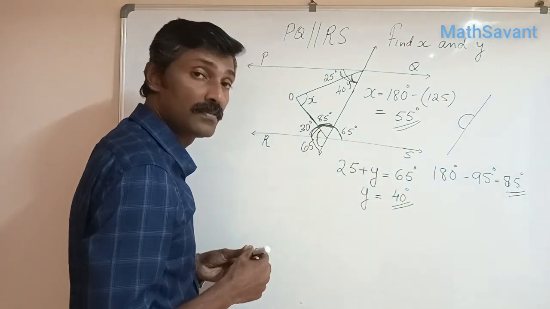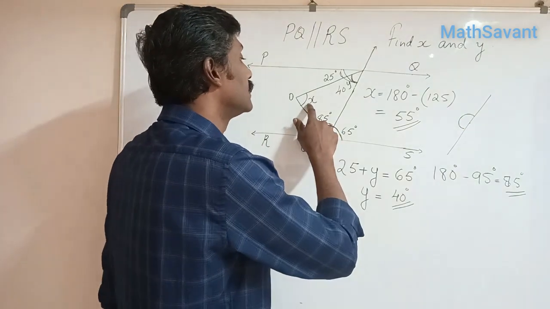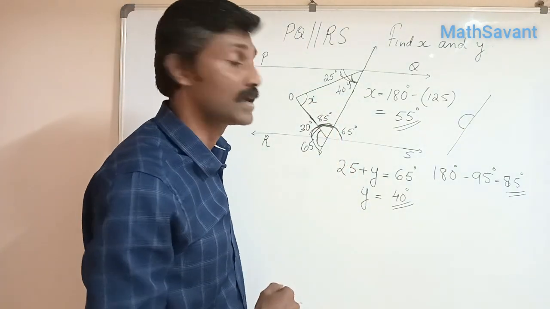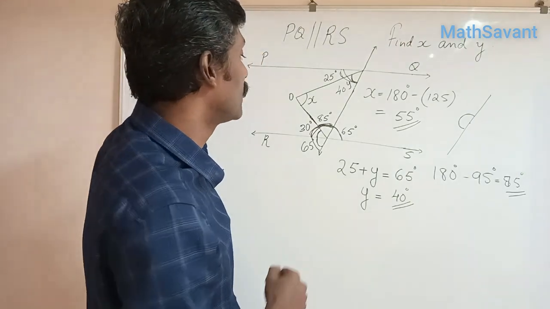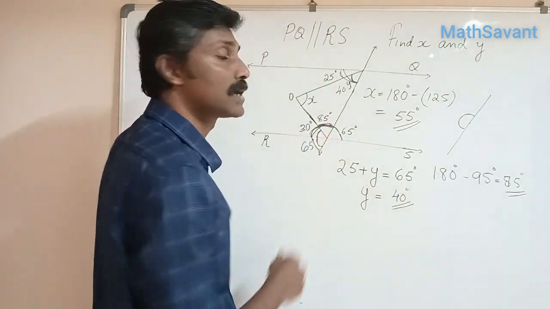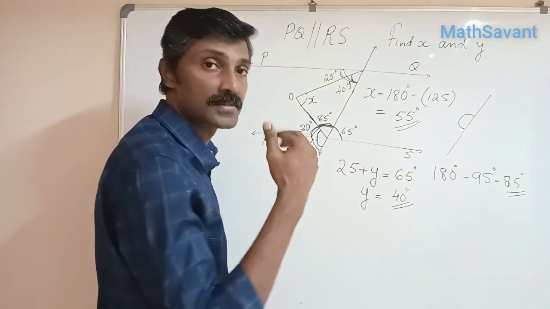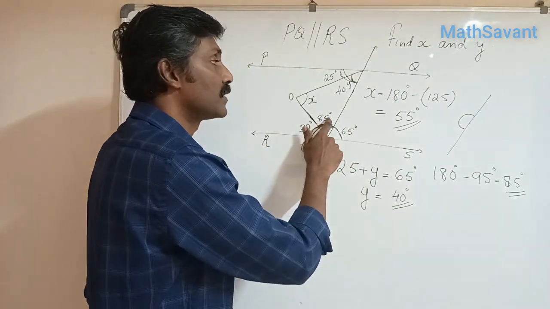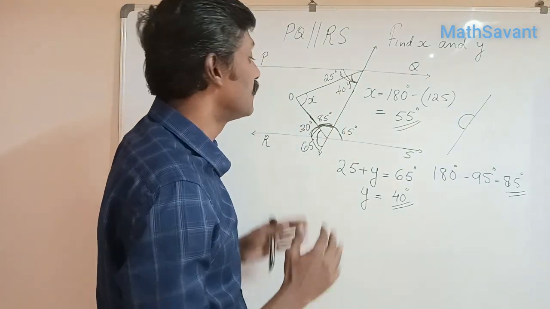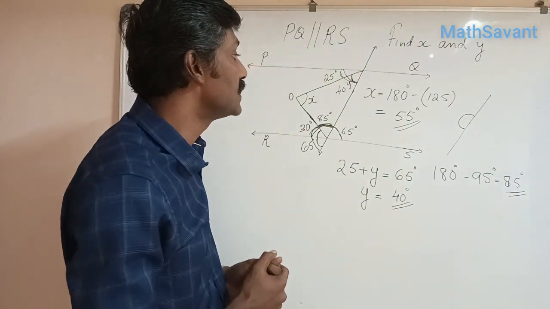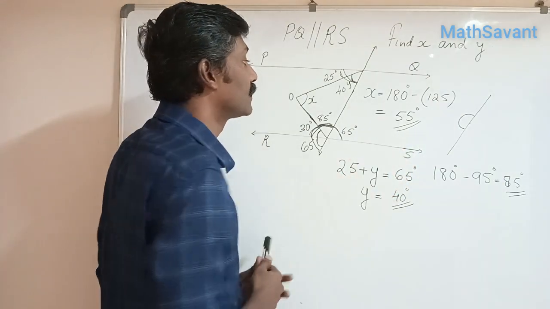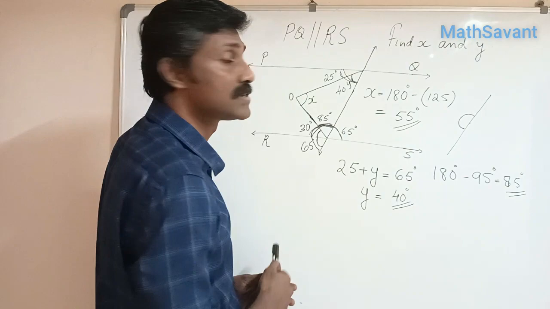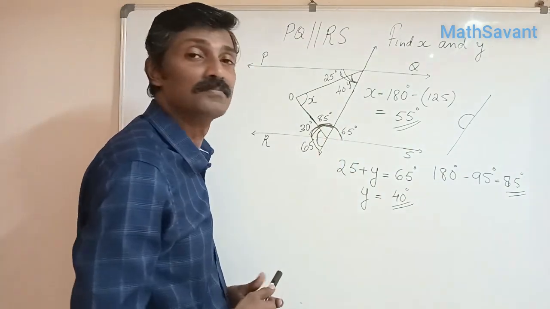Now let's check if it is correct or not. 85 plus 55 is 140, 140 plus 40 is 180, that's right. So again, 30 plus 85 is 115, 115 plus 65 is 180, that's correct, linear pair. 65 plus 30 is 95, 95 plus 85 is 180, correct, linear pair. So that means we have got the answer x is equal to 55 degrees, which is inside the triangle, and y is equal to 40 degrees, which is another angle in the triangle.